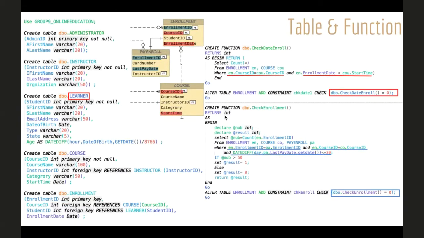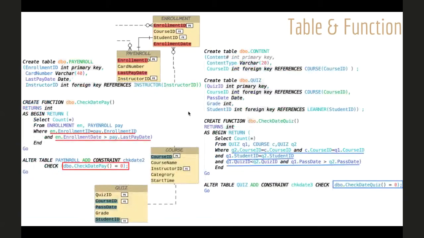In the third function, the condition is that the enrollment date should be later than the last pay day. And in the fourth function, the ID of quiz 2 should be bigger than quiz 1, and the pass day of quiz 2 should be later than quiz 1.